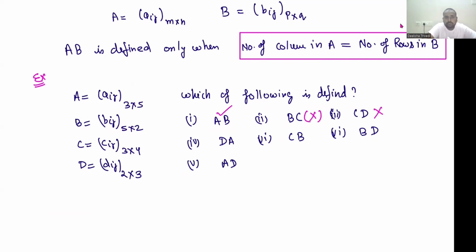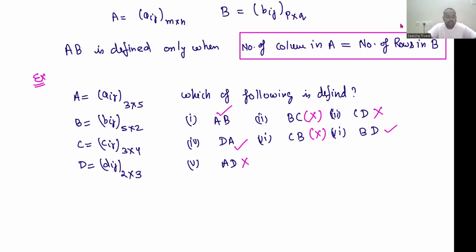DA defined? Check again, DA is defined or not? DA is defined, because number of columns in D and number of rows in A are the same. Again, is CB defined? No sir. Very good. Is BD defined? Yes sir. Is AD defined? No sir. Why is AD not defined? Because number of columns in A and number of rows in B are not the same.